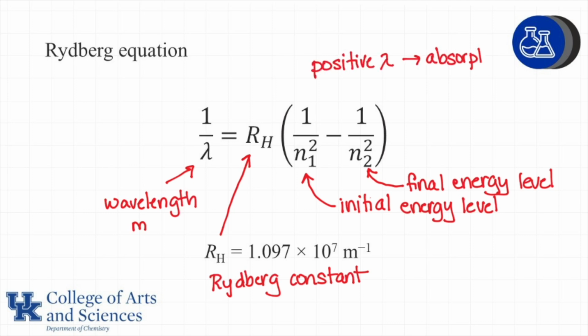And what we see is when we get done, we get a positive wavelength that indicates that we have an absorption occurring, and a negative wavelength indicates that there's an emission. Because wavelength is a distance, it can't actually be a negative distance. The sign simply tells us whether we're getting an absorption or an emission.